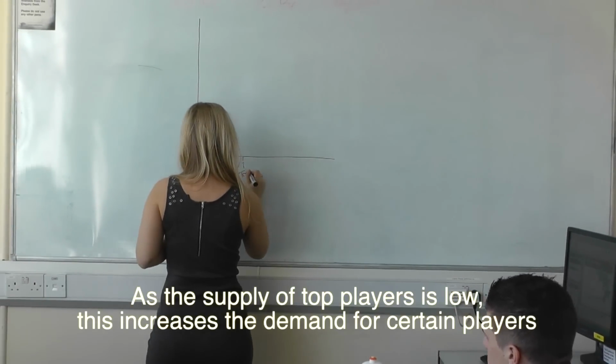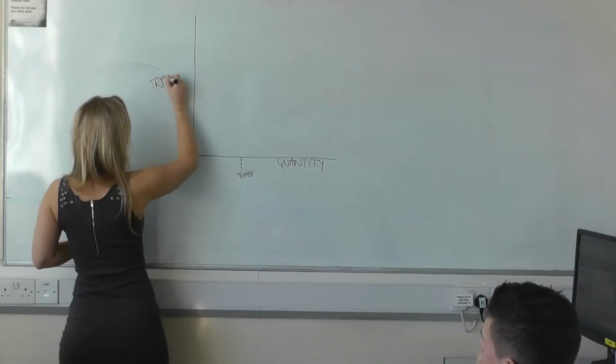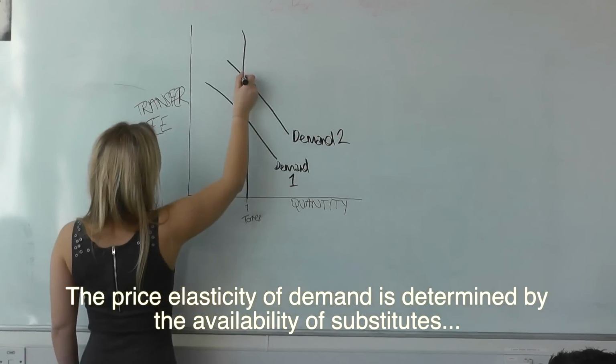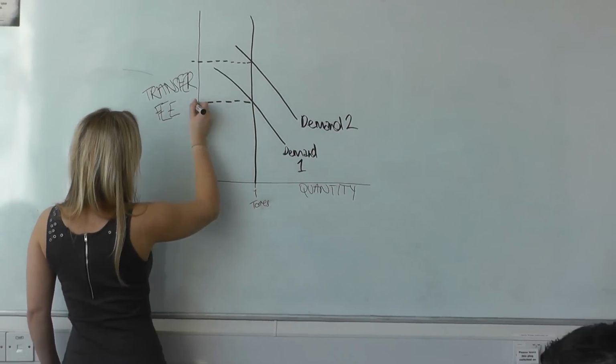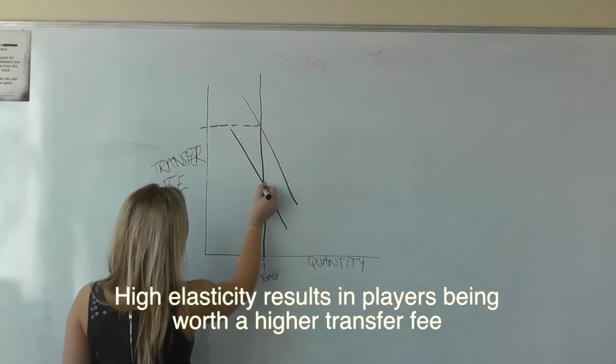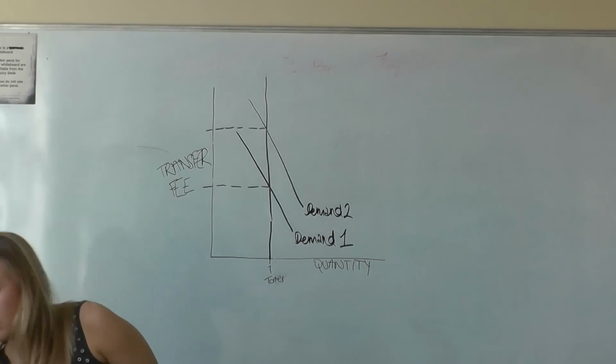As the supply of top players is low, this increases the demand for certain players, particularly those who would be considered unique. The price elasticity of demand is determined by the availability of substitutes. If the elasticity is high, i.e. the buyer is sensitive to the price, the demand curve shifts, resulting in the player being worth a higher transfer fee, as shown in this diagram.